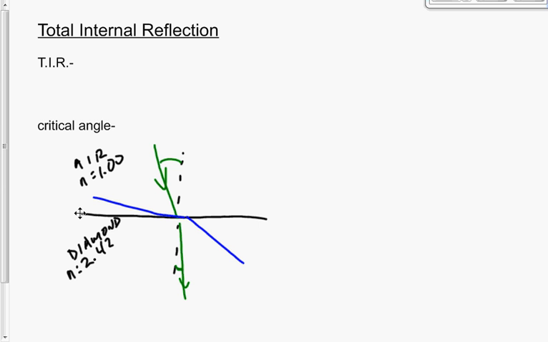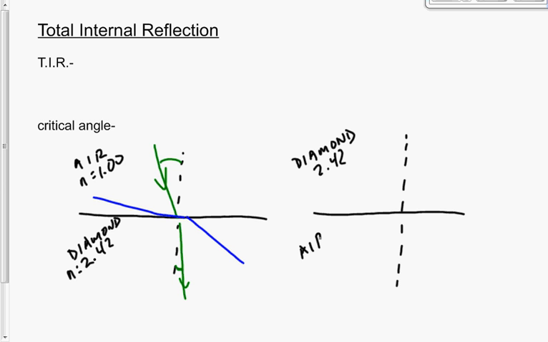All right, let's flip these around. Let's go from diamond to air. So now we have diamond up here that has an index of refraction of 2.42, and we have air down here that has an index of refraction of 1.00. We have our first ray of light going from diamond into the air. What's going to happen to the speed of that light? It's going to speed up, and it's going to speed up dramatically, right? Which is going to cause an angle of refraction to be bigger than the angle of incidence. It's going to bend like this.